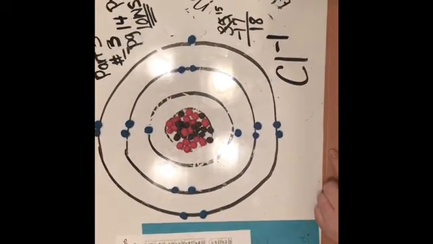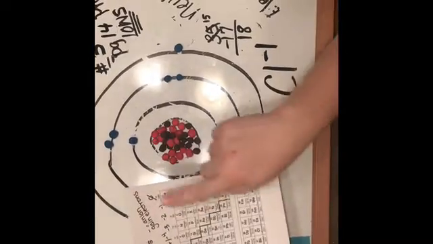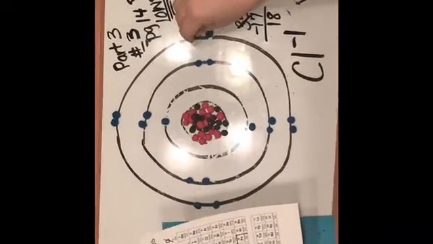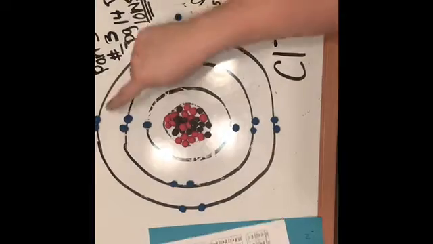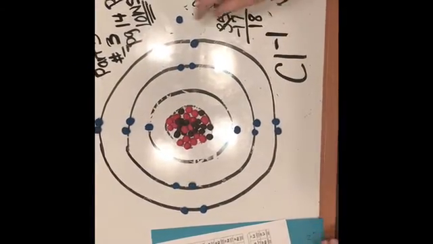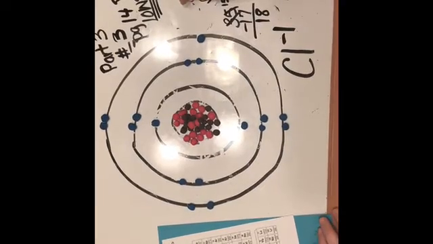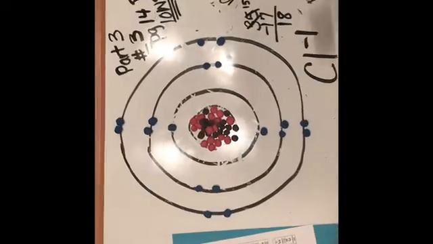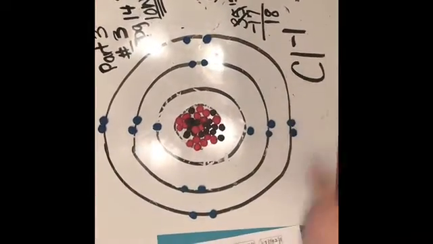This thing has a charge of -1. If it is negative, remember that we're gaining electrons. So this means that we're going to have to add another blue dot because there's only 7 in this outer shell. The octet rule says we want 8. So somehow chlorine has hooked up with something, more than likely sodium, and has gained that wonderful electron. So now we have 8 in our outer shell.